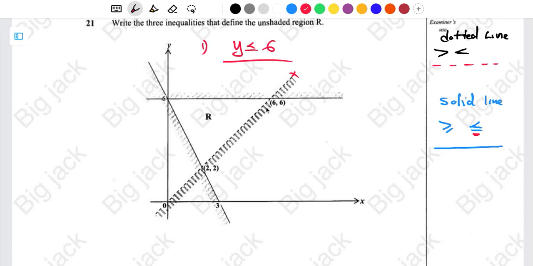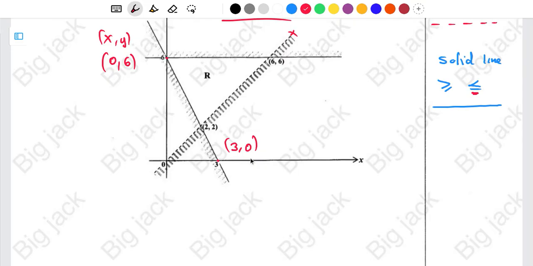Then let's come to these lines which are passing through 2 points. So let me start with this one here. In terms of the coordinates, x on the y-axis is 0, so we have 0, 6, because coordinates are in the form of x, y. Then here we can see that we have 3, 0, because y is equal to 0 on the x-axis.